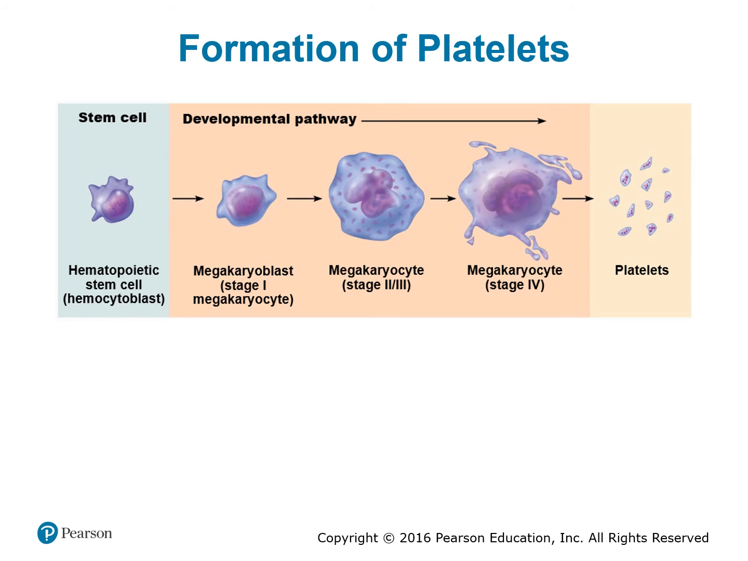All of these components of the granules aid in the clotting process. And normally, you'll see approximately 150,000 to 400,000 platelets per milliliter of blood. And like I said, platelets are essentially fragments of a larger megakaryocyte.